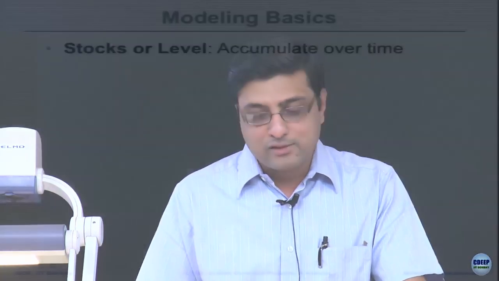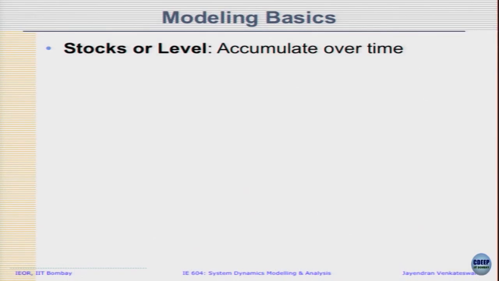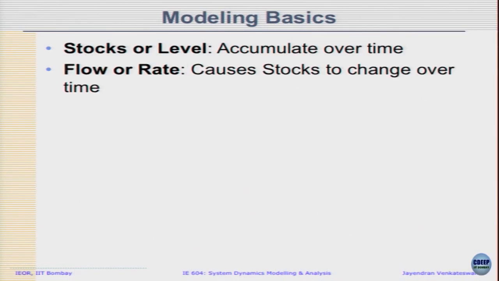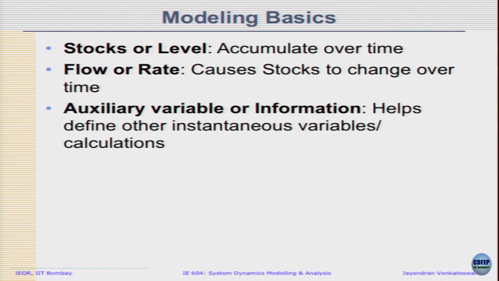Essentially, all system dynamics models consist of exactly three elements. One is the stock or level, which accumulates over time. Second is flow or a rate, which causes stocks to change over time. So, we have stocks, we have flows, and then we have auxiliary variables, information which helps define other instantaneous variables or calculations.